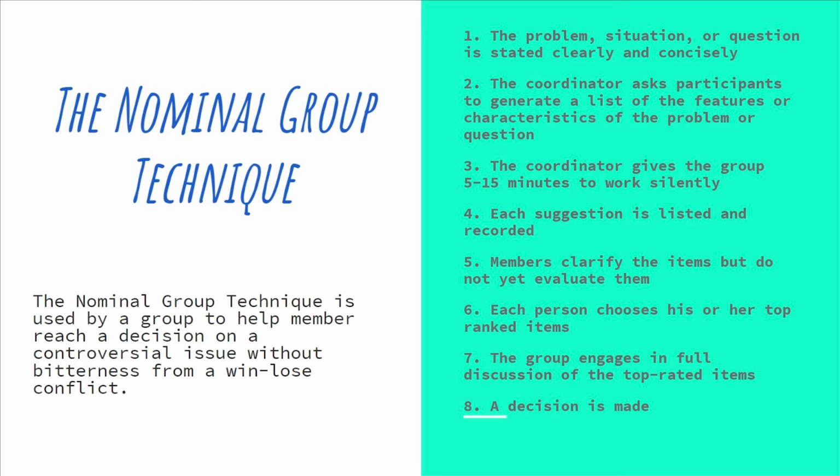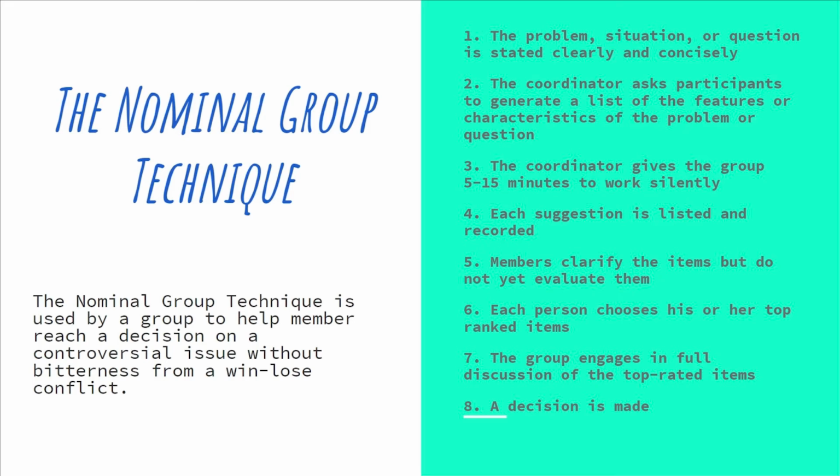The second step of the nominal group technique. The coordinator asks participants to generate a list of features or characteristics of the problem or question. The third, the coordinator gives the group 5 to 50 minutes to work silently. Each person brainstorms as many solutions or answers to the original question as possible.